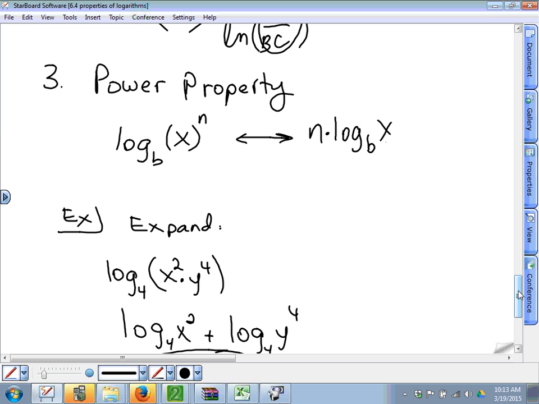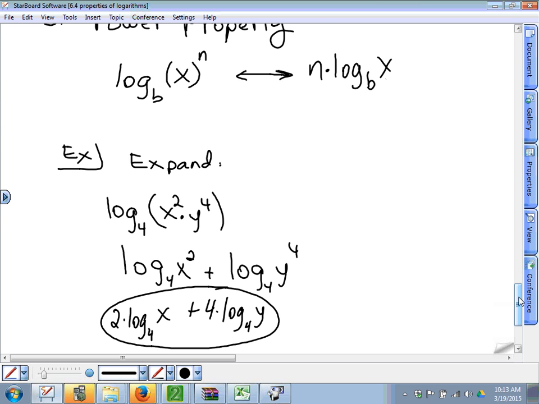Now we use the power property. Notice that this logarithm has the power of 2. Where does it go? In front of that logarithm. And then this 4 drops out in front of that logarithm, so you have 2 times the log base 4 of x plus 4 times the log base 4 of y. So that power property is a pretty easy one. That's about all we need for that one. And we're done.